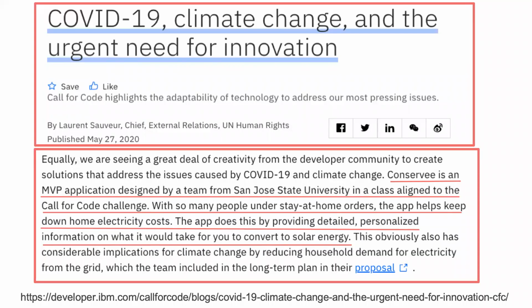At the same time, here's another project in our class that was featured by IBM as well as UN Human Rights. Lauren Sophia highlighted Conserve E, an MVP application designed by a team of San Jose State University students aligned with the IBM Call for Code Challenge. This app aims to tackle the issue of how to keep electricity costs down when many people are staying at home, and it proposes to provide personalized information on what they can do to convert to solar energy.